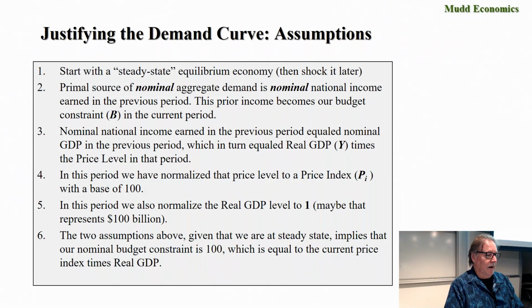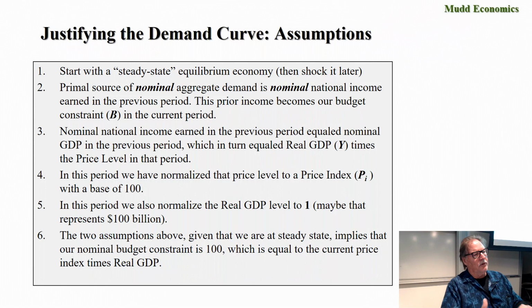So when we talk about my demand for that Audi, it's in terms of its current dollar value and not some inflation-adjusted value such as what that Audi is worth in 1968 dollars. So we talk about the primal source of nominal aggregate demand, nominal national income earned in the previous period. So we're saying in this model it's assumed that income that has been earned is the primary source of demand. And that becomes a budget constraint in the current period, and it has much the same effect as a budget constraint in the microeconomic model that you see.